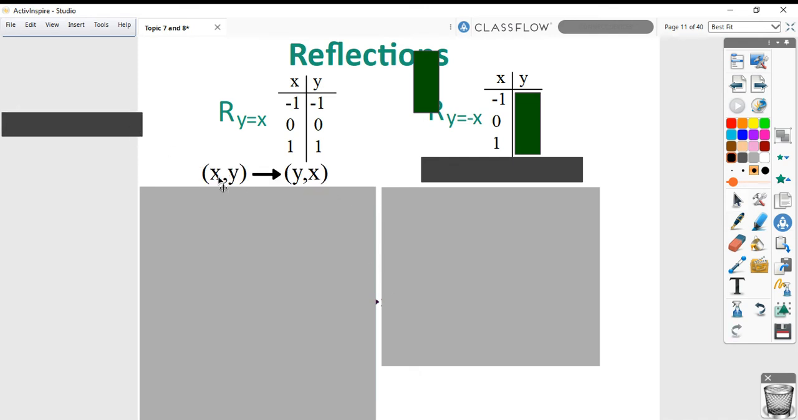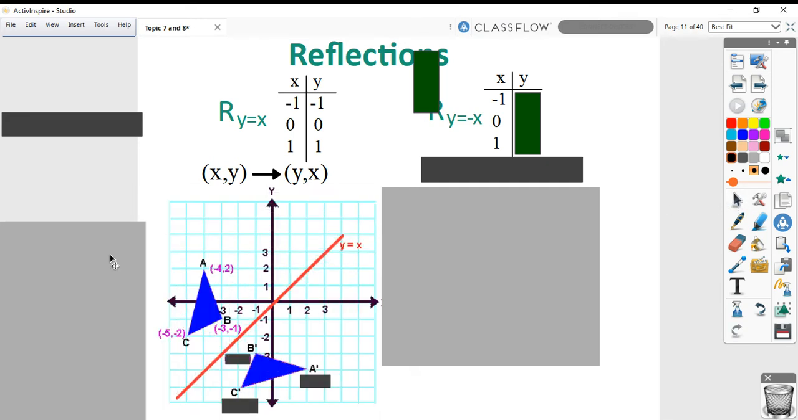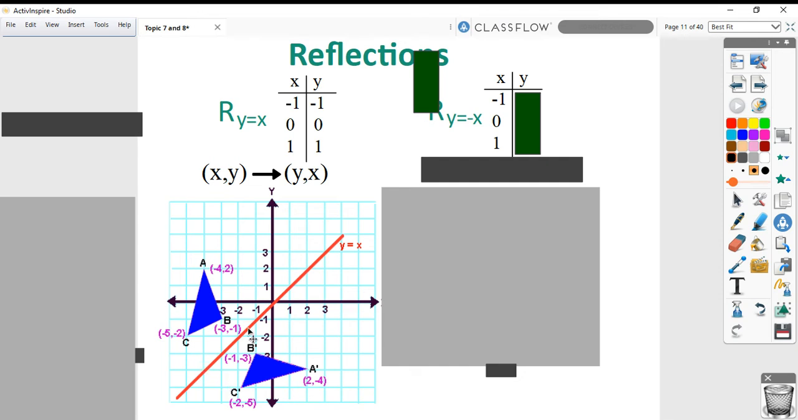Okay, what happens is your original x and y that you started with, when you reflect it over this line, the x and y trade places with each other. So when we look at this example that's on your paper, our original A is at (-4, 2). Our A prime is at (2, -4). Our original B is at (-3, -1). B prime is (-1, -3). C is at (-5, -2). C prime, (-2, -5). All of the same x and y values, except they've traded places.